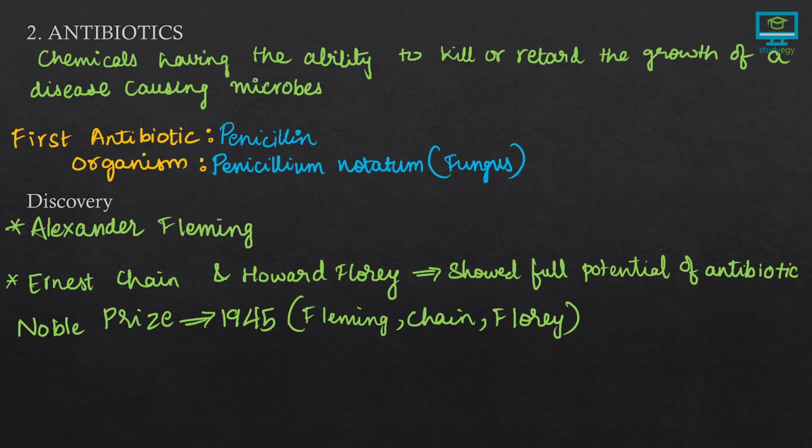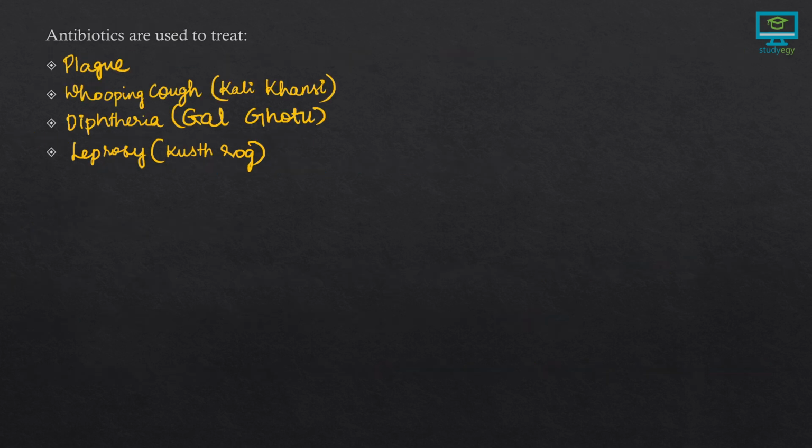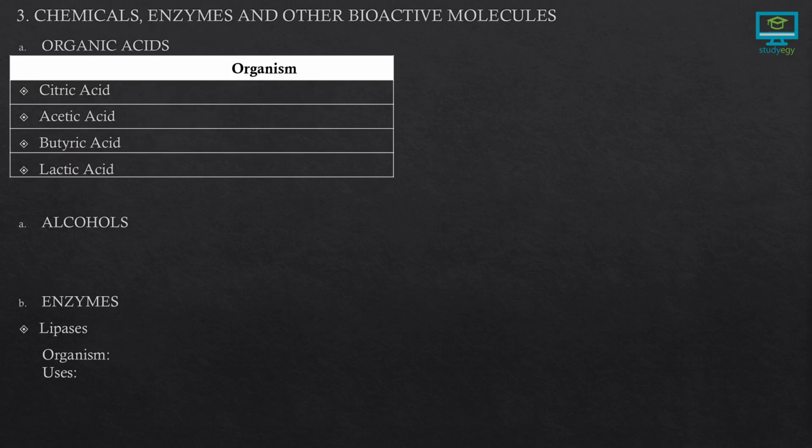So why did they use these antibiotics? Antibiotics were used to treat American soldiers during World War II. Antibiotics are used to treat plague, whooping cough, also called Kali Khansi, diphtheria, that is Galghotu, and leprosy, the Kustrog.